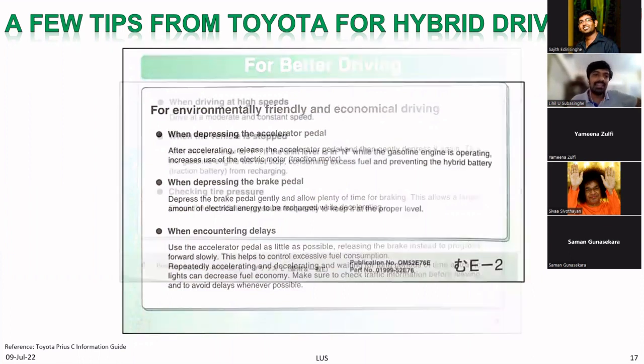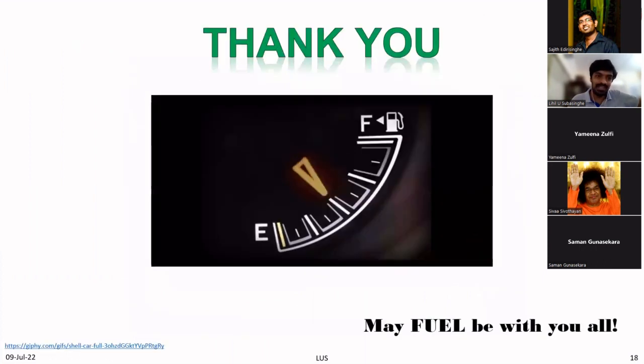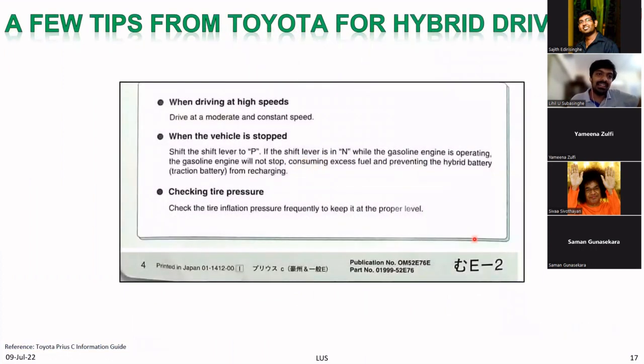And those three things. And when driving at high speeds, drive at moderate and constant speed. Yes, we discussed it previously. Because in order to maintain the sweet spot, the sweet RPM, drive at moderate speeds. Not too high, not too low, moderate speeds while hitting that sweet spot of the engine, and also maintain the speed constant. And actually, this reminds me of something related to highway driving.